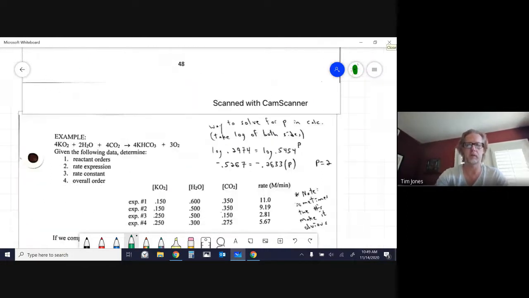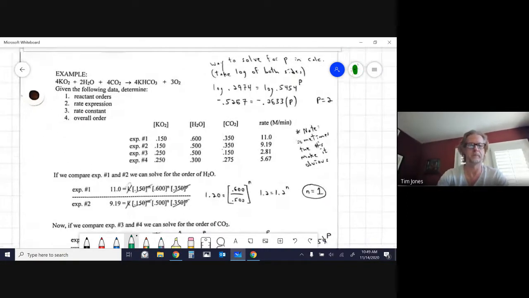So take this situation here. The reaction has 3 reactants, KO2, H2O, and CO2. And again, do not look at the coefficients. 4, 2, 4 is not of a concern right now. I know that feels awkward because you've always been told to look at coefficients.